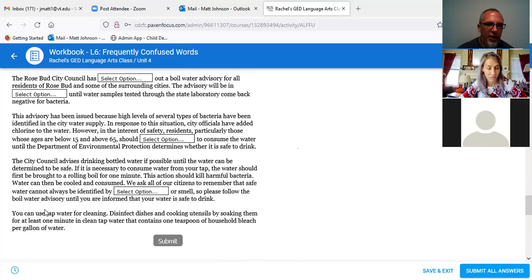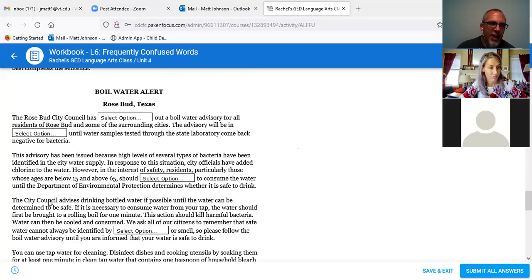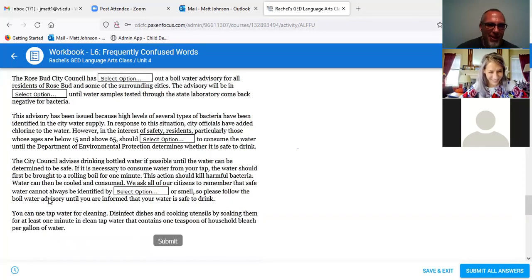Okay. And a boil water alert. The Rosebud City Council has blank out a boil water advisory for all residents of Rosebud and some of the surrounding cities. The advisory will be in blank until water samples tested through the state laboratory come back negative for bacteria. This advisory has been issued because high levels of several types of bacteria have been identified in the city water supply. In response to the situation, city officials have added chlorine to the water. However, in the interest of safety, residents, particularly those whose ages are below 15 and above 65, should select blank to consume the water until the Department of Environmental Protection determines whether it is safe to drink.